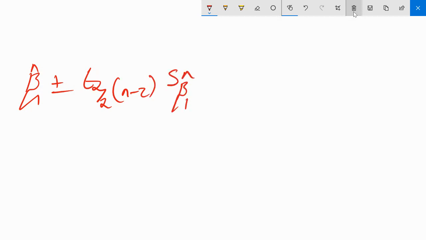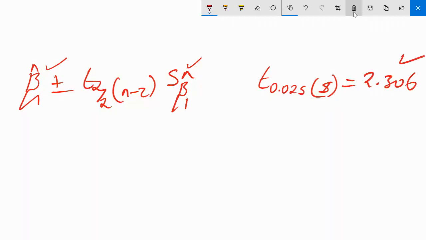And the formula for this one is given and this one is given. What you need is the value from the table. So it's T. Our alpha is 5%. So 5% divided by 2 is 0.025. And our degrees of freedom is the one of the errors from the ANOVA table. And the value from the table is 2.306. And there's a mark for that.